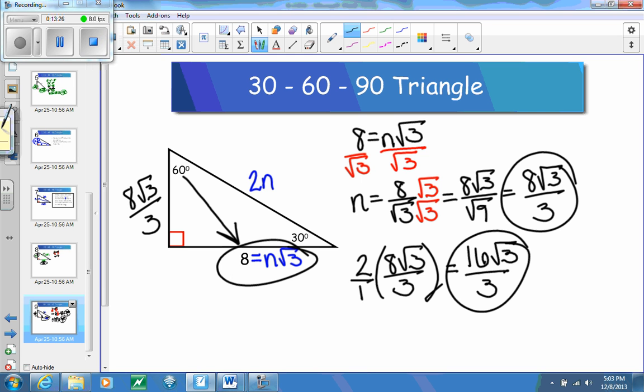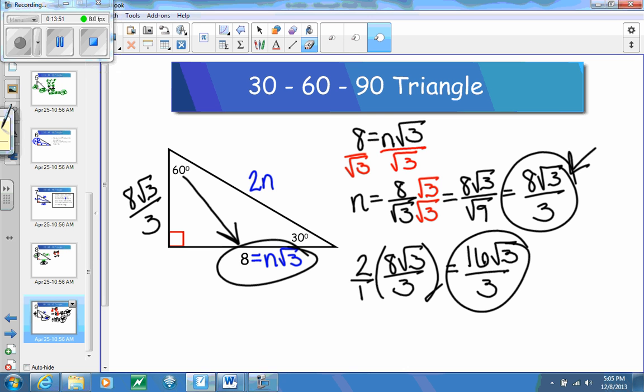You have your longest leg of 8, your shortest leg of 8 square roots of 3 divided by 3, and our hypotenuse, which is 16 square roots of 3 over 3. So you're solving this in this fashion, using algebra to do so. Now the last way I want to show you is how to do this using the Pythagorean theorem.